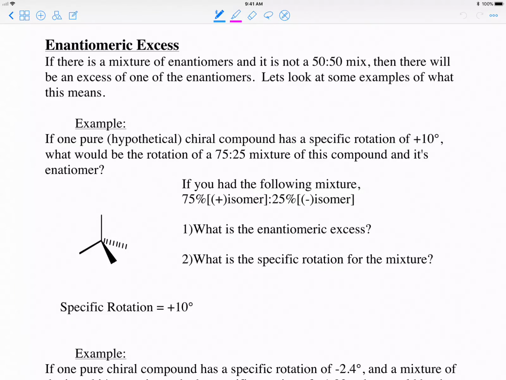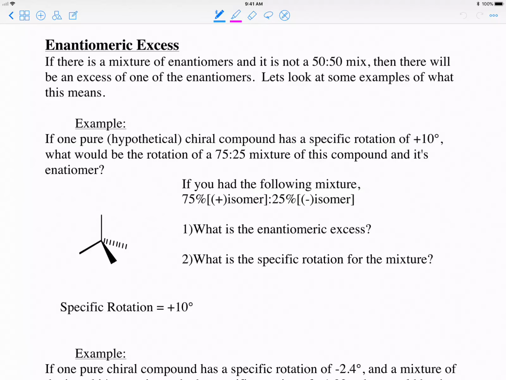If you're working for a pharmaceutical company and you're trying to make a chiral drug, you want to know, did I make just one isomer? Did I make just the other? Did I make a 50-50 mix? Or did I make something that there's more of one than the other? And when you have more of one compound than the other, we say that there is an enantiomeric excess.